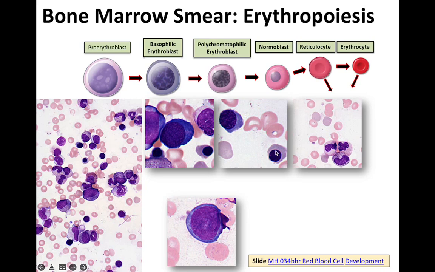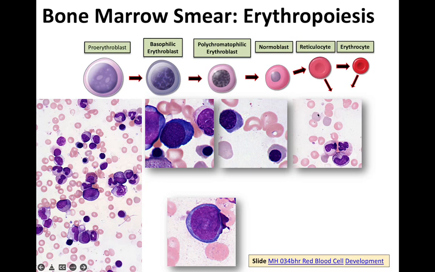So when the nucleus is densely packed and inactive, when it's dark and homogeneous, it becomes a normoblast. And when you see the cytoplasm, it's more eosinophilic. And when the normoblast extrudes its nucleus, it becomes a reticulocyte.